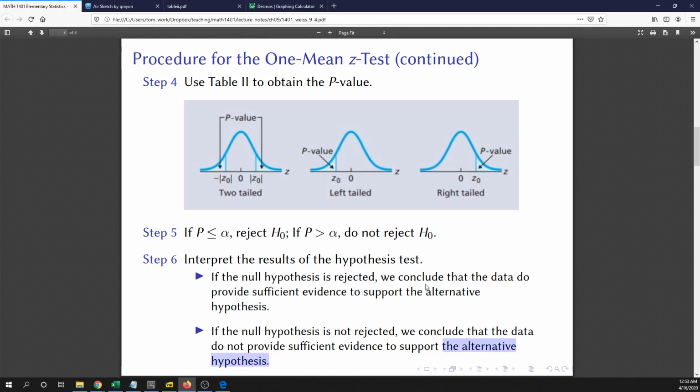Okay, if you reject the null hypothesis, then your conclusion is going to be these words right here. The data do provide sufficient evidence to support, and then whatever the alternative hypothesis is.